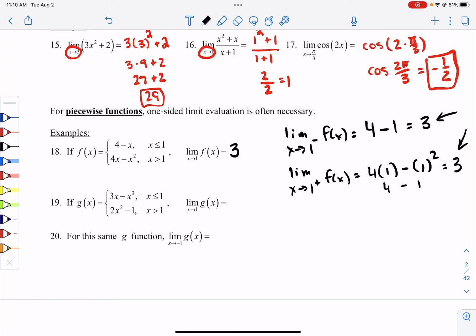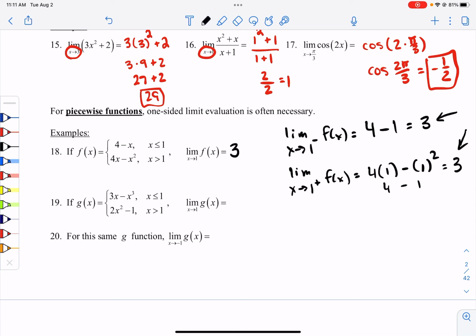So on the left-hand side, we've got some function like this, and then we get to the x value of 3, and now all of a sudden I have an upside down parabola. So either way, where they meet, they both approach 3. So it's nice when it works out nicely like that, right?